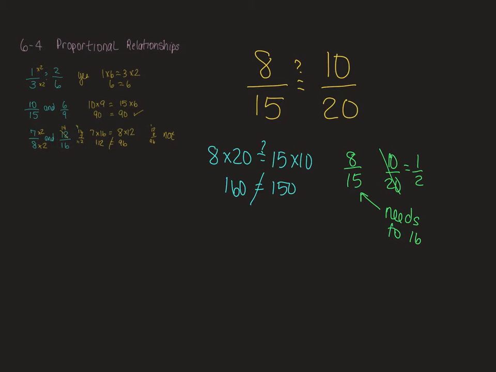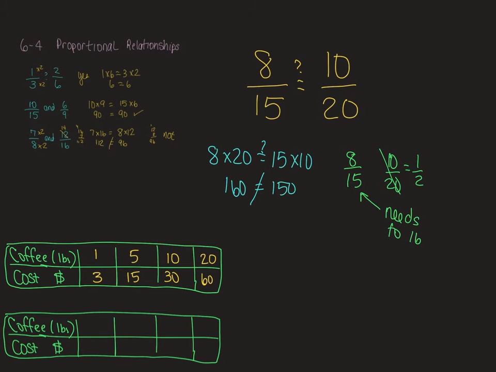The answer is non-proportional. They are not proportional to each other. I did the cross product method. 8 times 20, and I got 160. 10 times 15, and I got 150. They don't match, so not proportional. Or I could think of 10/20 as a half, and in order for this to be a half, it would have to be 8/16, not 8/15. So this is not a half, but this guy is a half. So there's lots of ways you can think of the answer, yes or no, proportional, non-proportional.